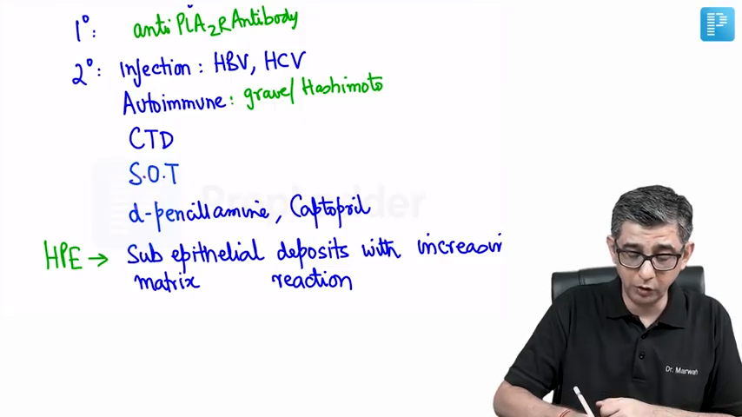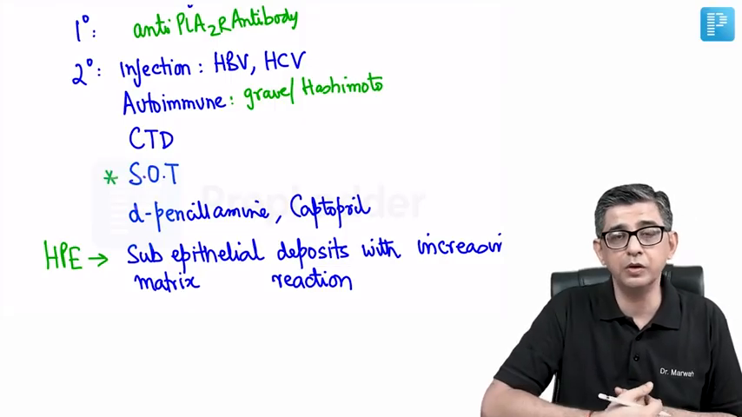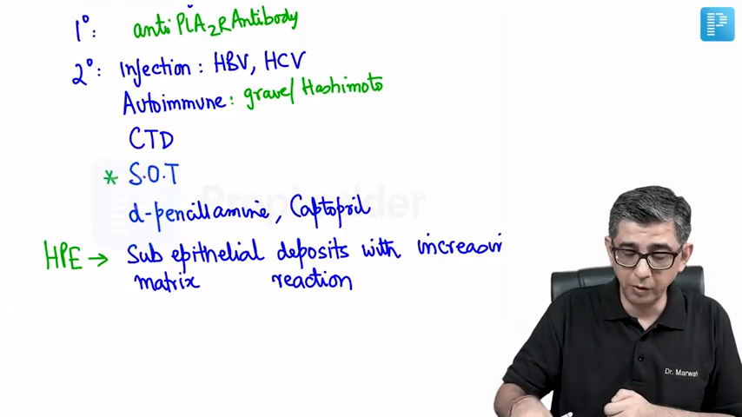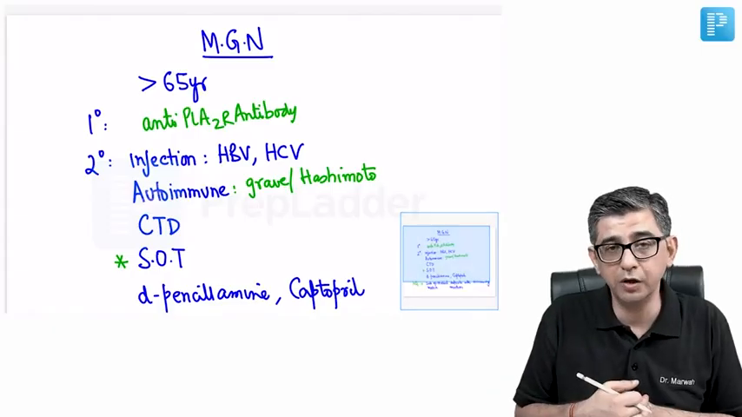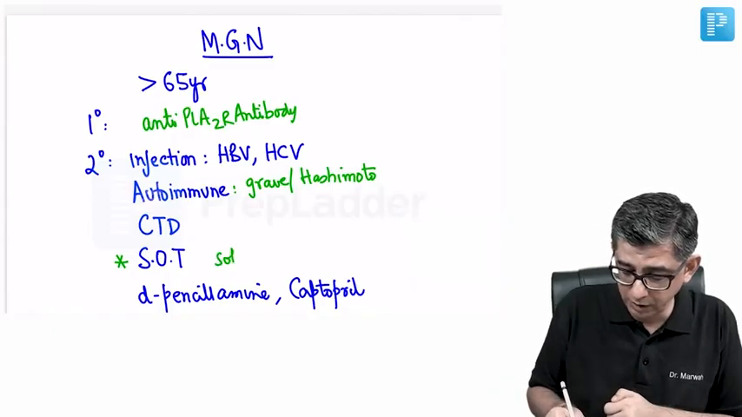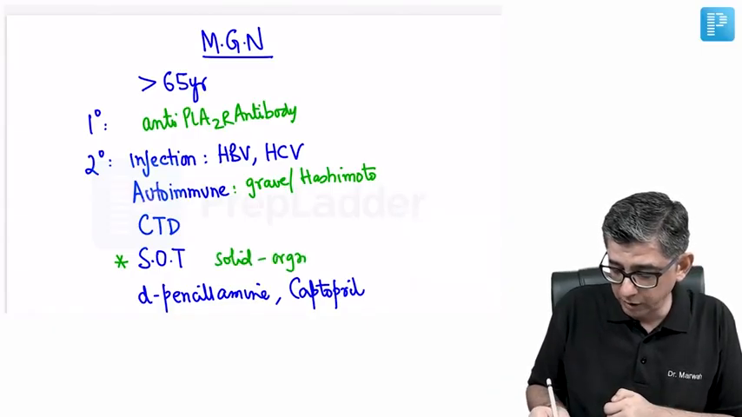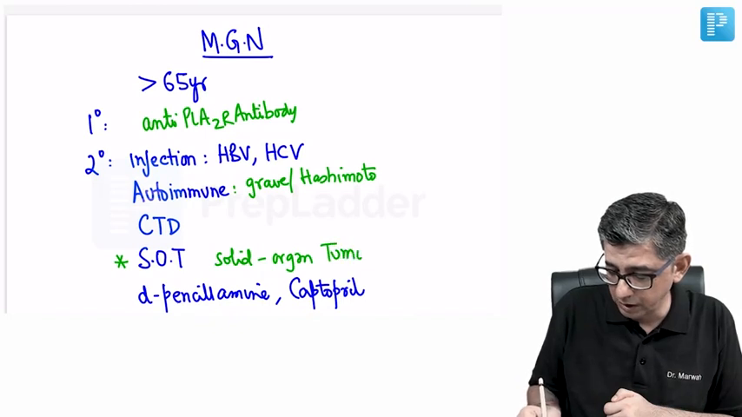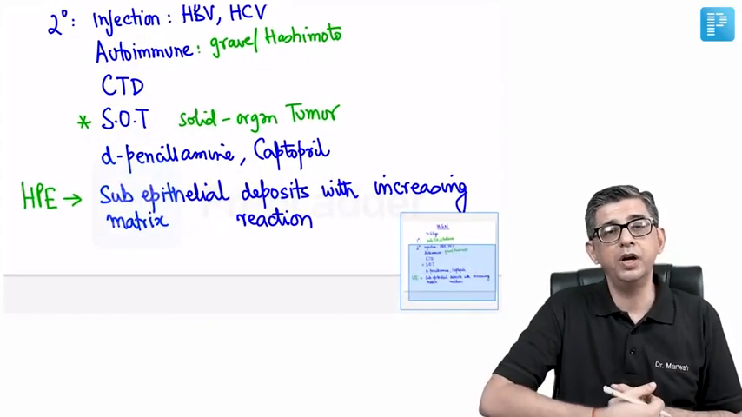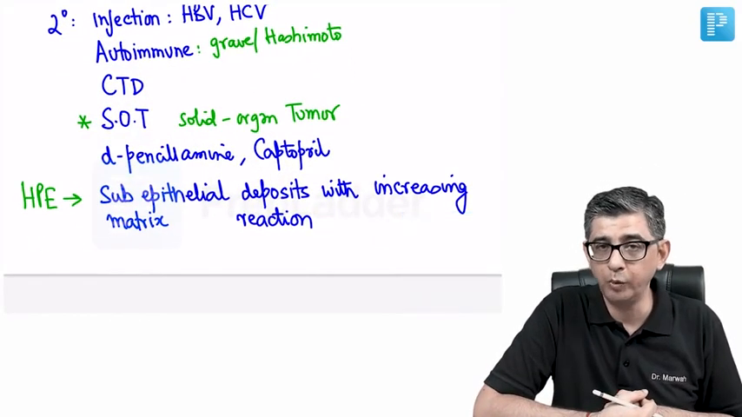And then, most importantly, solid organ tumors. Must-know information: the question says, which form of nephrotic syndrome would be associated with a solid organ tumor, SOT, like lymphoma, or any other solid organ tumor described? Your answer would be MGN. The drugs to be remembered here would be D-penicillamine and captopril.